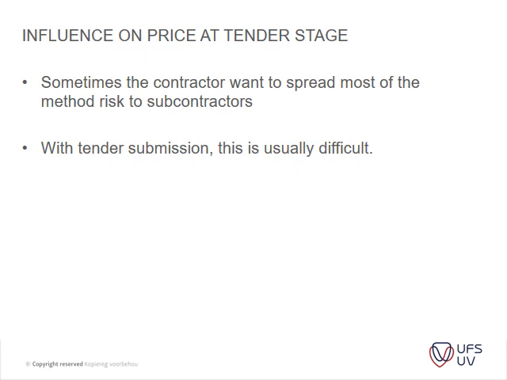The influence on price at tender stage is that sometimes the contractor wants to spread most of his risk to the subcontractors through the method statement. So that's something one can do, or think about, through a method statement. With tender submissions, it is usually difficult because subcontractors at tender stage don't usually give the main contractor a method statement. Maybe your electrical engineer or your mechanical engineer might assist with that, but there's usually not enough time to actually do that.